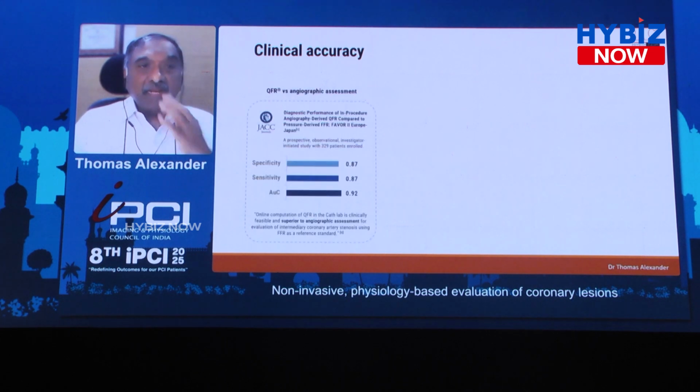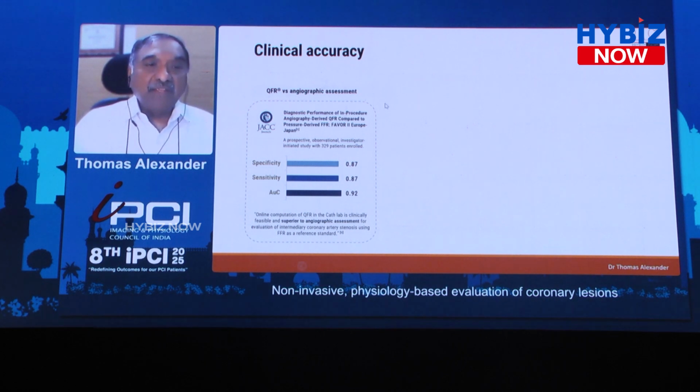In terms of clinical accuracy, there's enough data to support this. This is a study actually from FAVOR 2, which is one of the big studies that MEDIS QFR has done.